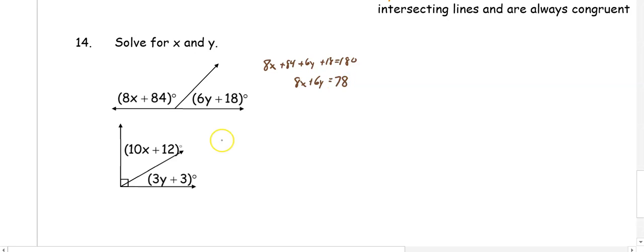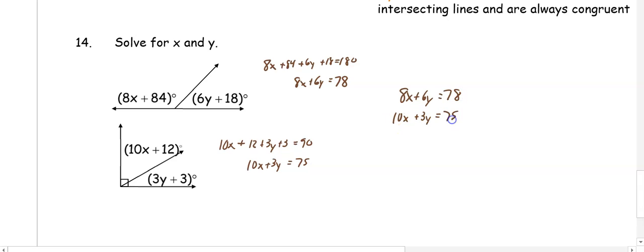Our second angle is a right angle, so that's 90 degrees. So 10x plus 12 plus 3y plus 3 is equal to 90. We can subtract 12 and 3 from both sides, so 10x plus 3y is equal to 75. So our two equations are 8x plus 6y equals 78, and 10x plus 3y is equal to 75.